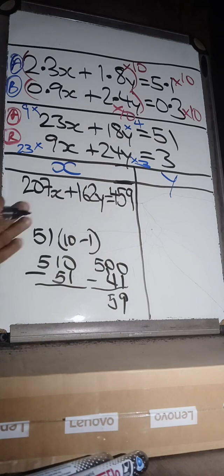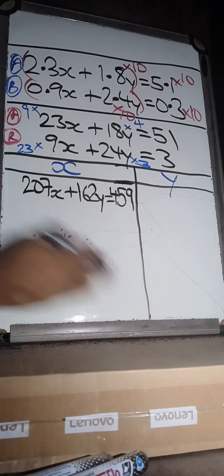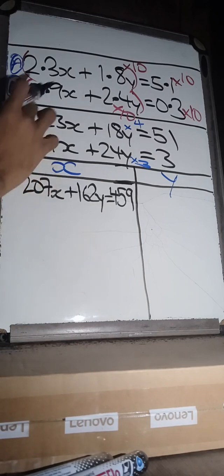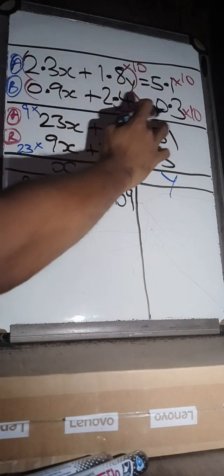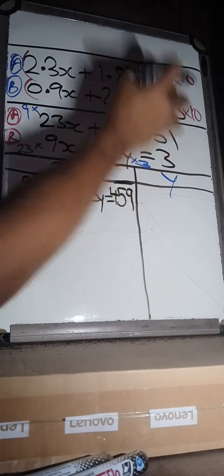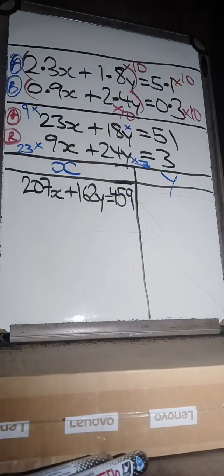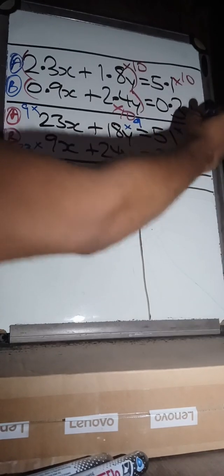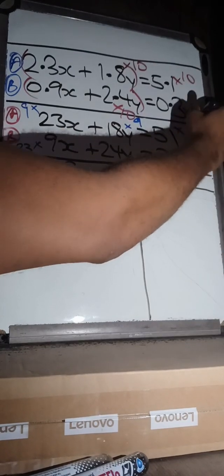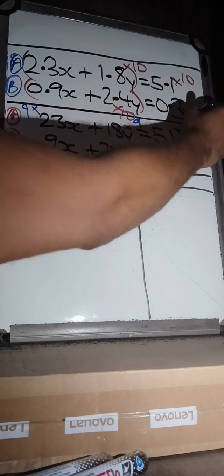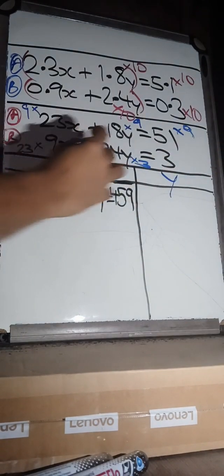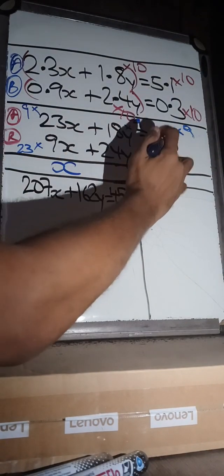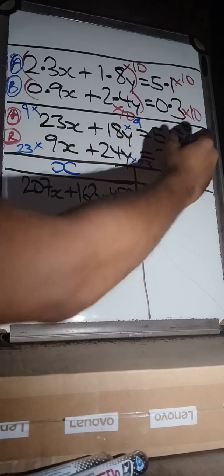Alright, so we're done with that now. We multiplied all of these by 9. So multiply this by 9, this by 9, this by 9. Now down here, we'll multiply everything by 23.